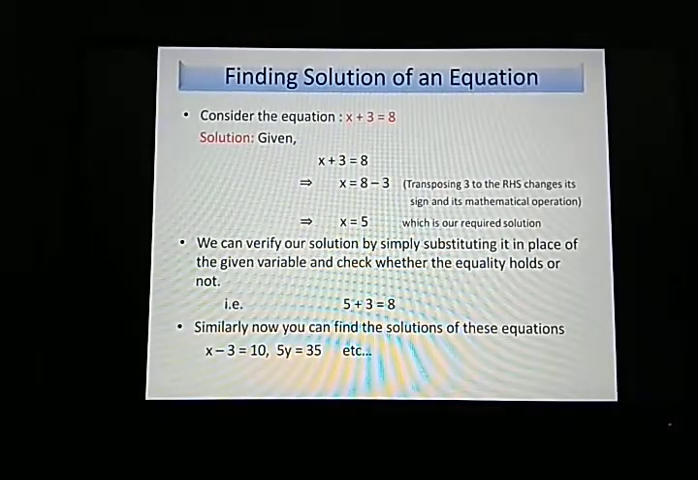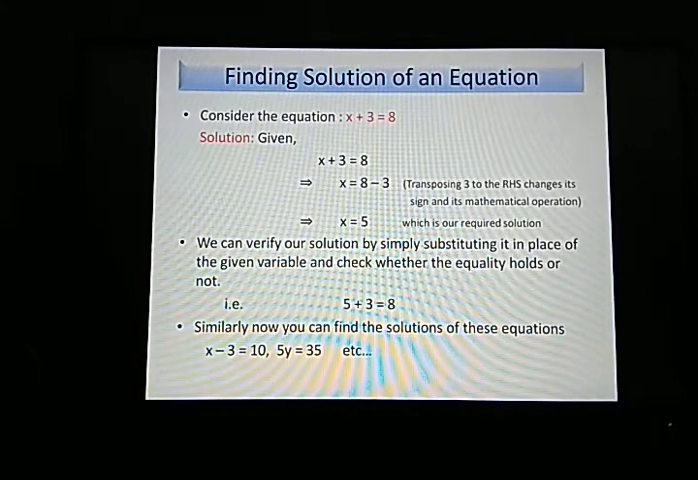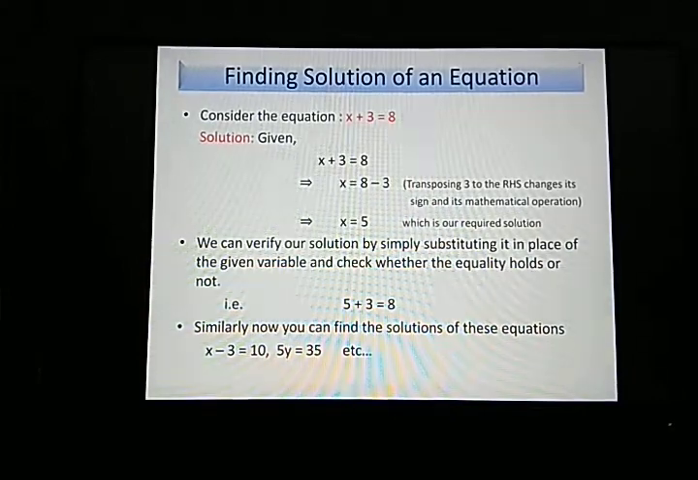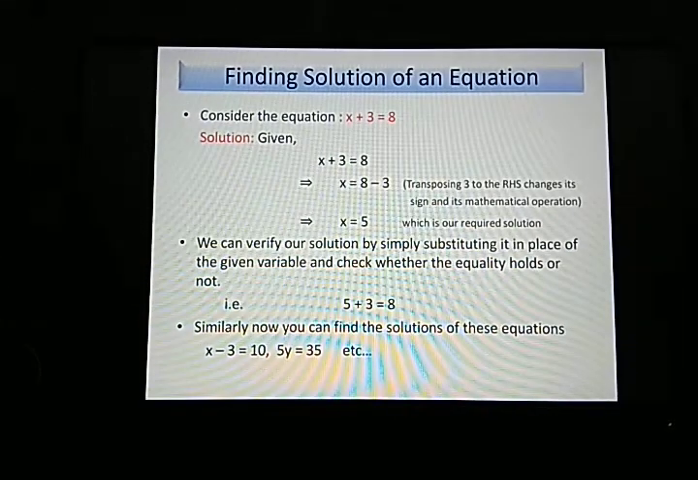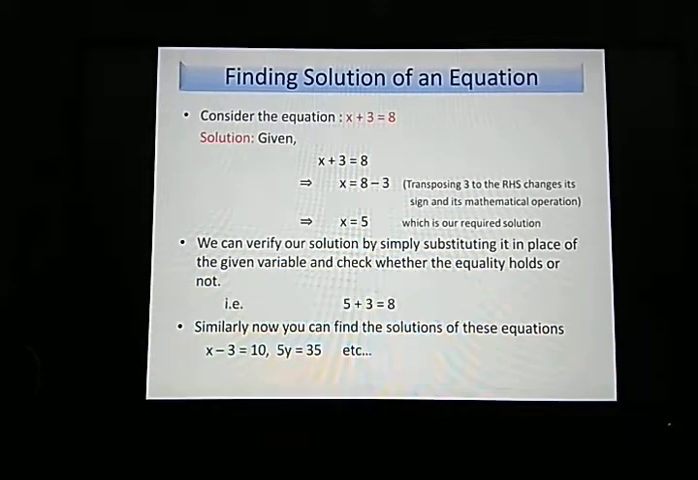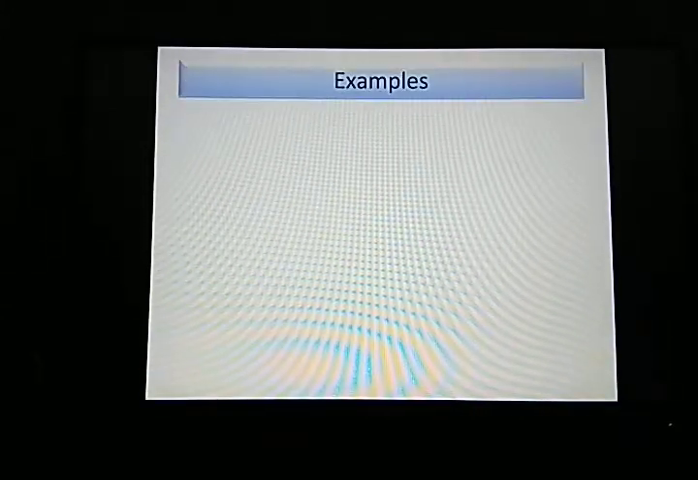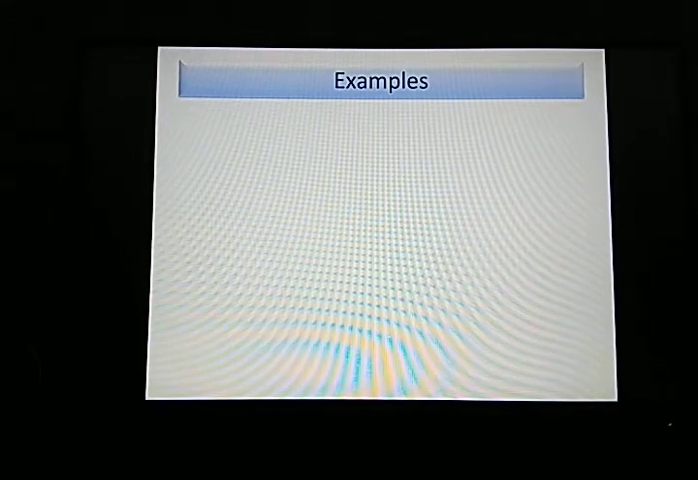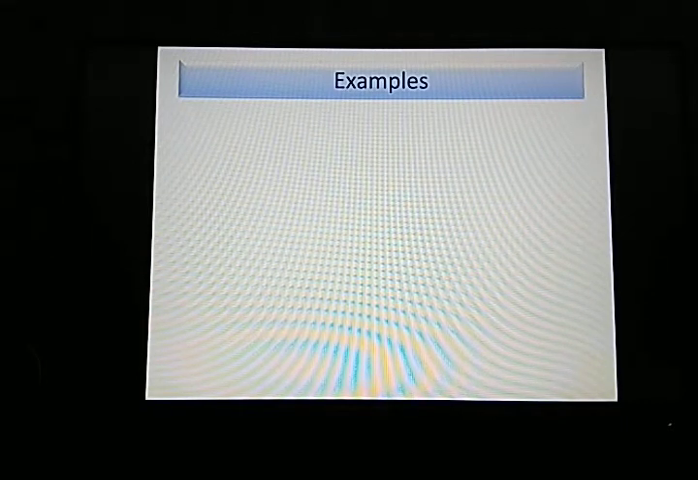Now here are two examples, or you can say some work you can do. Find out the solution of this equation: x minus 3 equals 10, and 5y equals 35. Now this you can do as homework to find out the value of x and y. Now let us discuss some examples that will make you clear about this concept of finding out the solution of an equation.